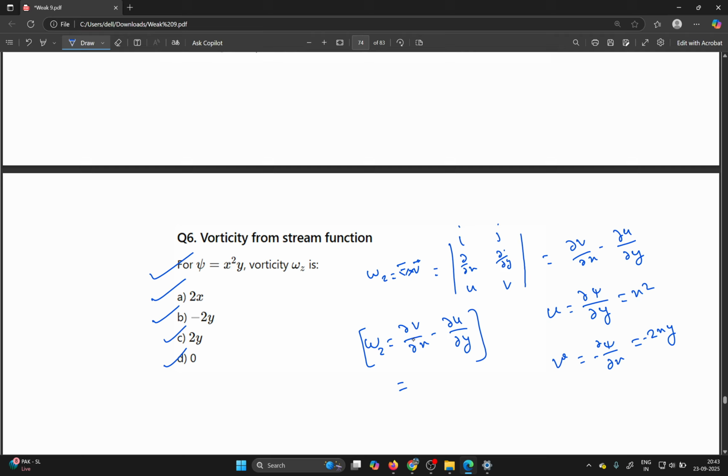So you can put here 2xy, or del v with respect to x, so minus 2y, and here u with respect to y, so you will get 0. So minus 2y will be the final answer, your wz. So B option will be the correct. This is minus 2y. Remember.